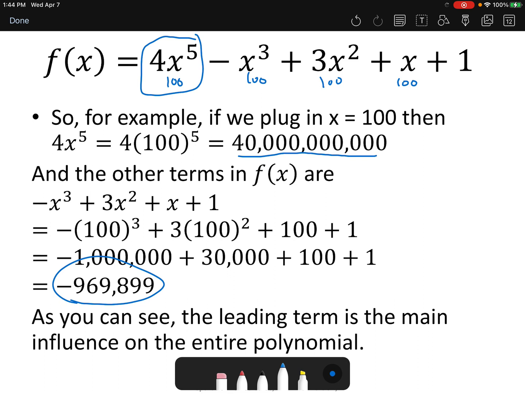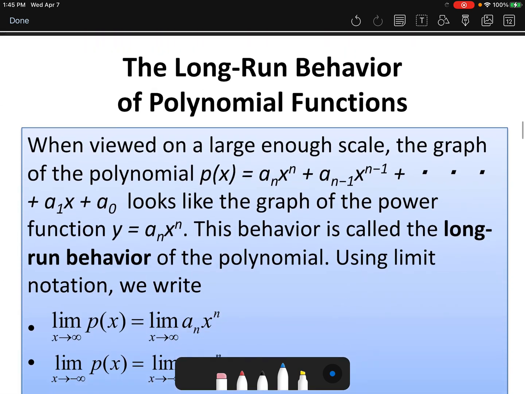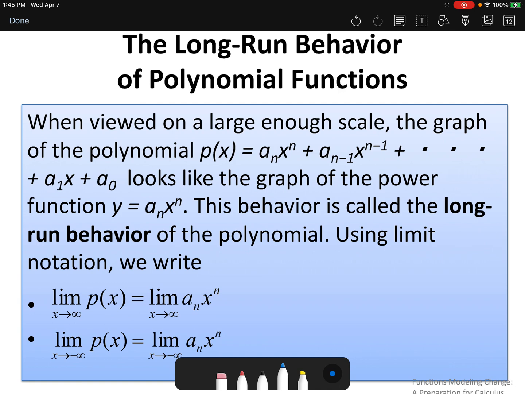Because 40 billion minus 100, minus a million is still 39,999,000,000. You know what I mean? So as you can see, it is by far the most influential part. And that we call, ladies and gentlemen, the long-run behavior of polynomials. And we talk about limits of those in order to discuss the long-run behavior of our polynomial. We only have to use the limit of the first term.